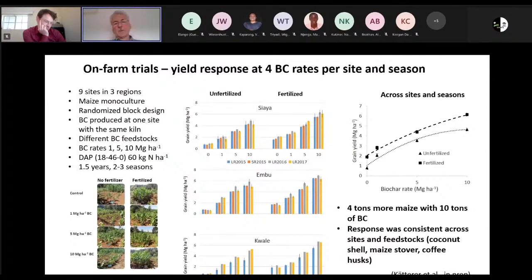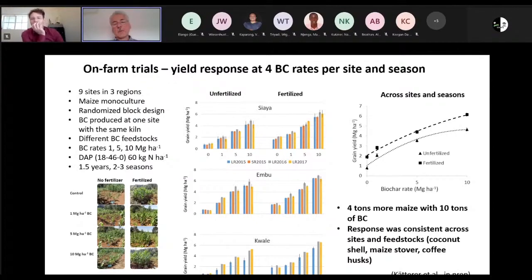The second series of experiments was on-farm trials at 9 different farms in 3 regions. We used 4 different rates of application, 0, 1, 5, and 10 tons per hectare of biochar, both in the non-fertilized and the fertilized treatment. You see here in the middle figure, in the colors, the different seasons: 4 seasons in 2 regions, and 3 seasons in the western part, where they have only 1 crop per year.